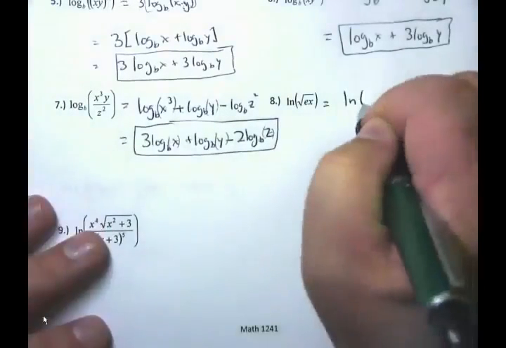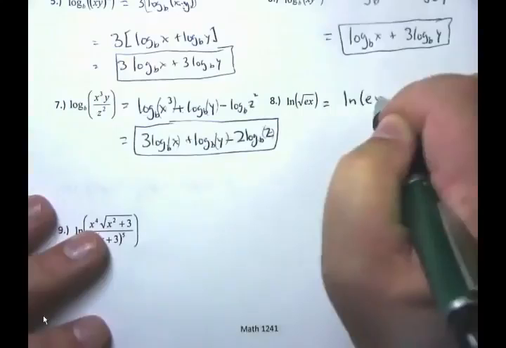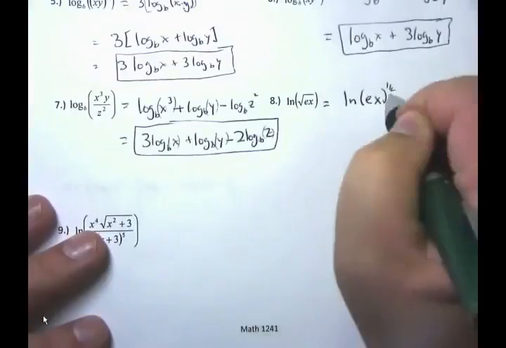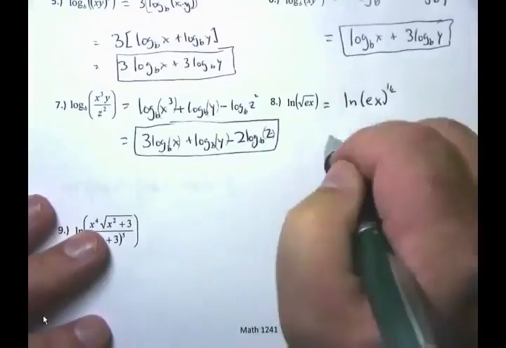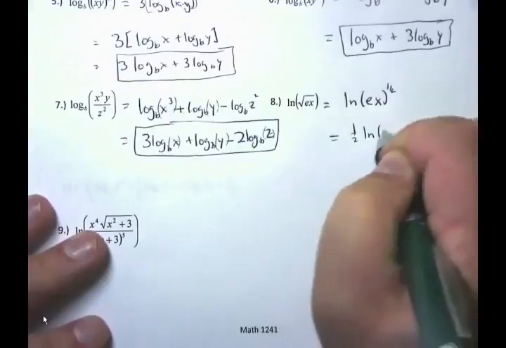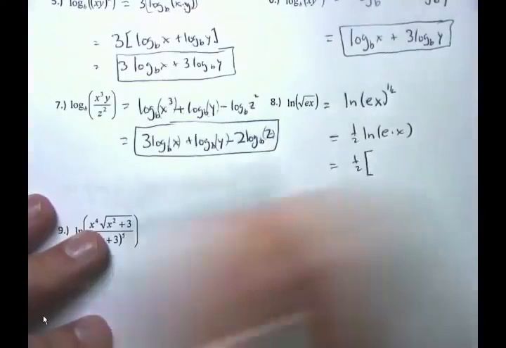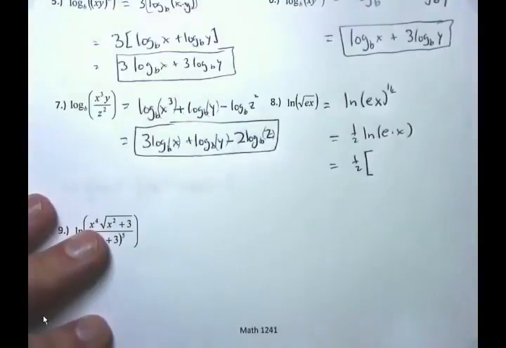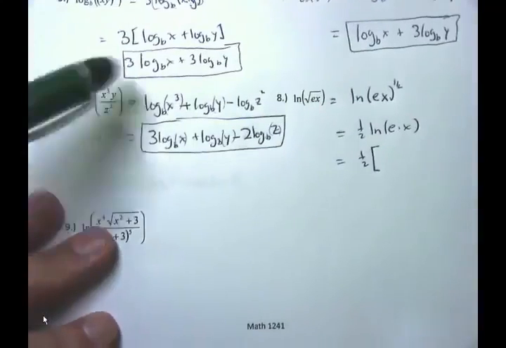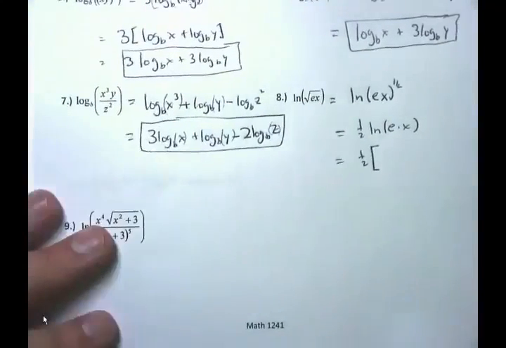What about this guy here? This is equal to the natural log. I don't do square roots. So this is e times x to the 1/2 power. Where do powers get to go? Out front. So this is 1/2 the natural log of e times x. Now this, I do want to bracket here because I'm going to bust these up, but the 1/2 is in front, and it's going to be in front of both of them. Unlike this one over here, where it wouldn't have mattered. All right?